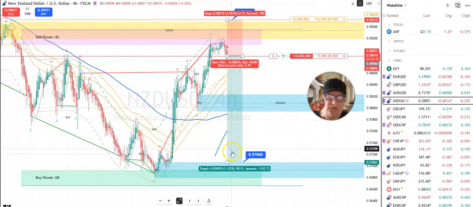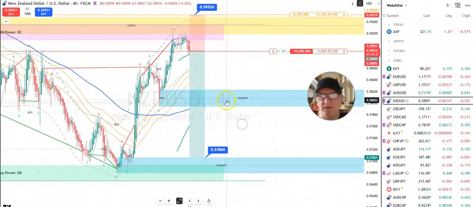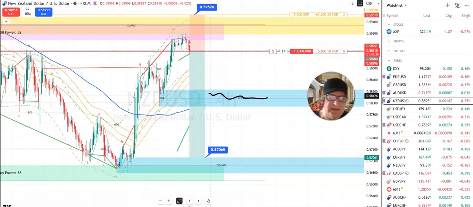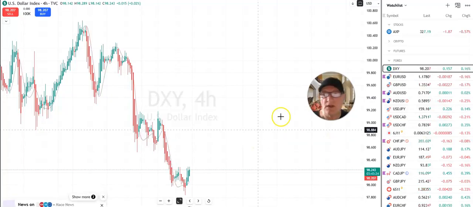And of course, we've got our various demand. This is a weak demand area here on that line, and we can see that this is a much stronger demand area, so we'll go for that. Again, it takes time to get there, but nonetheless it looks nice.